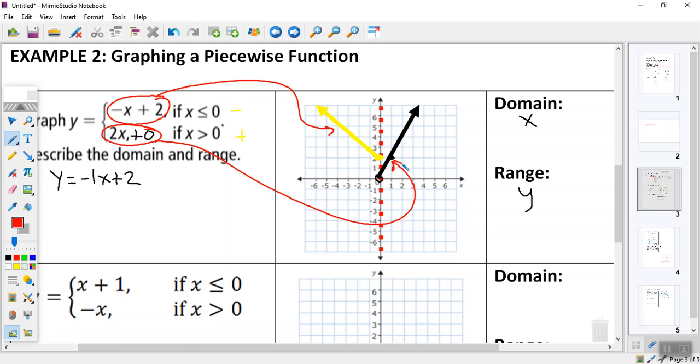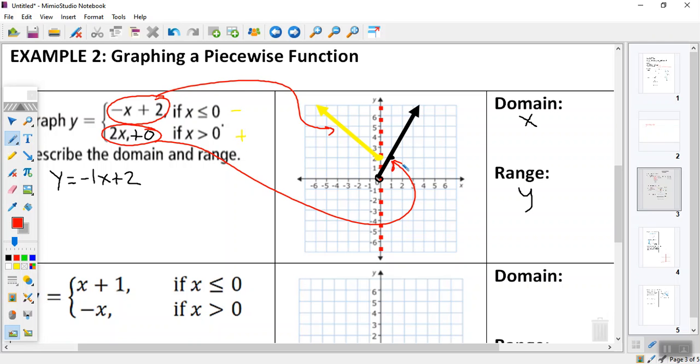Let's talk about the domain. Okay? Now remember with absolute value functions, the domain was pretty easy because it was what? It was all real numbers all the time. Now take a look at this right here, guys. Does this continue to go all the way left? Does it continue to go all the way right? Okay, but I have a break right here.